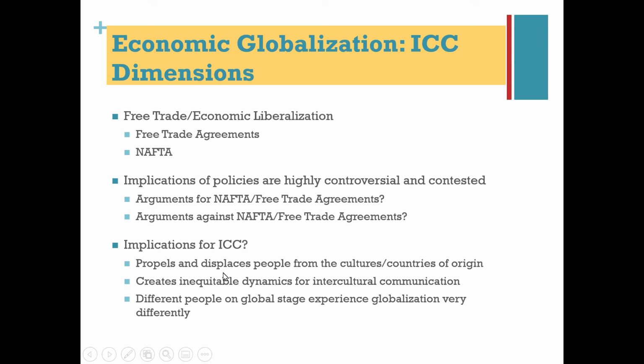Implications for intercultural communication: it propels and displaces people from cultures and countries of origin. Yes, absolutely. Immigrants will often flee one country or be pushed from their country of origin to another country for better economic opportunities, because of how globalization has set up this inequity, right? And because of that inequity, it propels people to countries where there is more wealth. And it creates inequitable dynamics for intercultural communication. It creates inequalities in terms of power, and in how people meet each other, right? They don't interact with each other on an equal plane. They interact with each other in this history and context of unequal power relationships, right? So it's something to keep in mind.